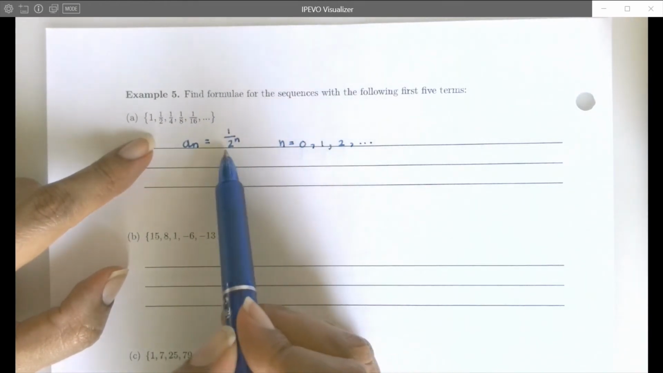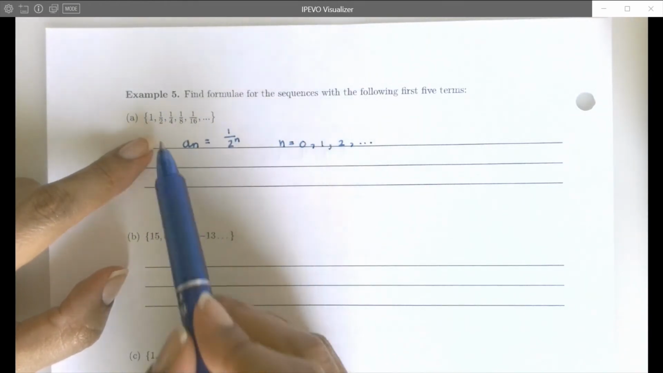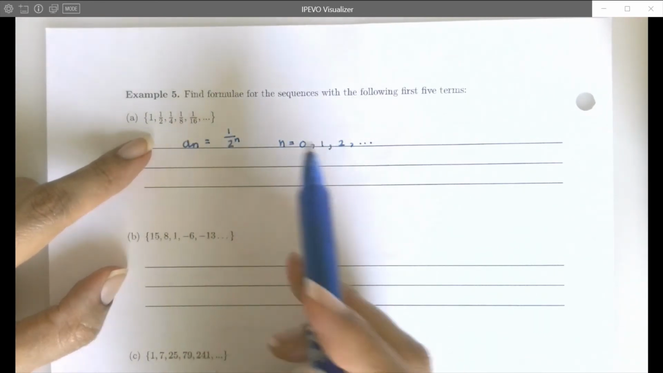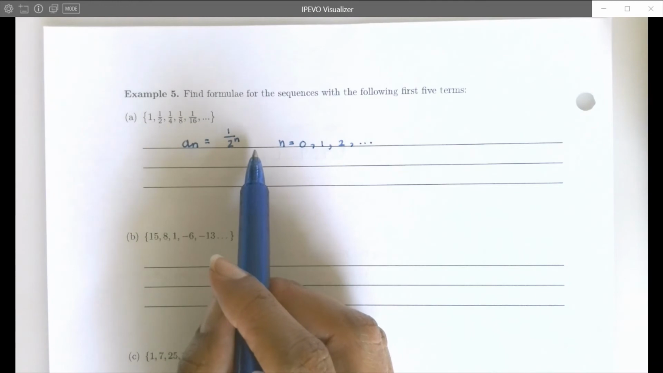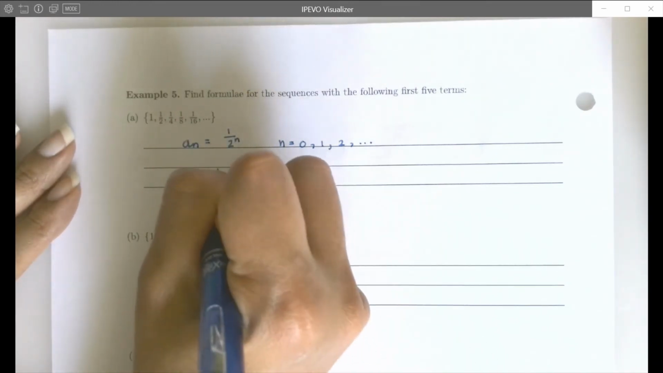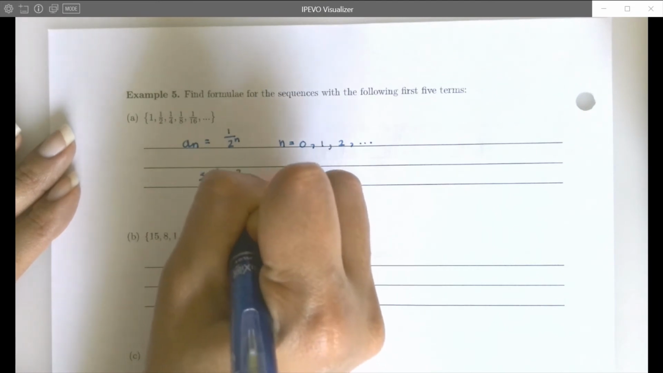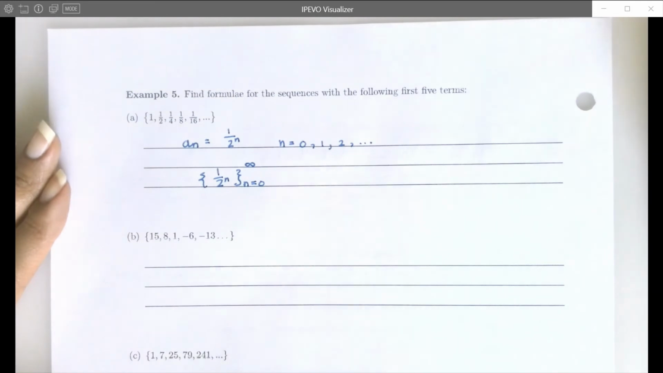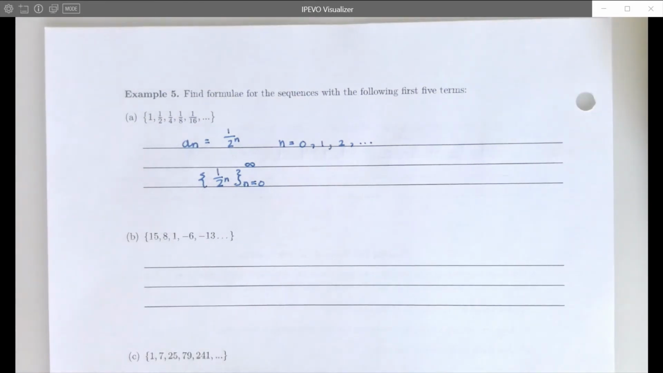When n is 1, we get a 1 over 2 to the 1, which is a 1/2. When n is 2, we get a 1 over 2 squared, which is a 1 over 4. And so we see that that is going to work well with what we were given. So that is going to be our final answer.